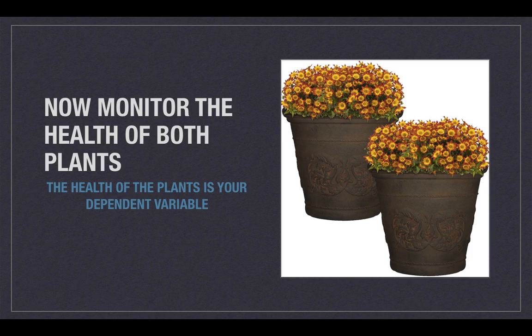And now you're going to monitor the health of both plants. We set a limit of 10 days on this, so you're going to watch these plants for 10 days, water them every day for 10 days, and the health of the plant is going to tell you if your hypothesis was correct or incorrect. That health, however you measure it, is going to be the dependent variable.